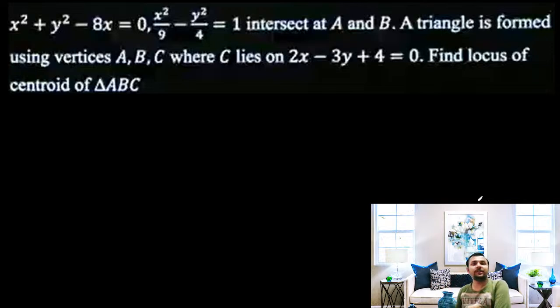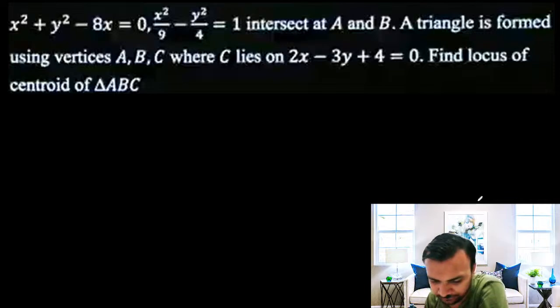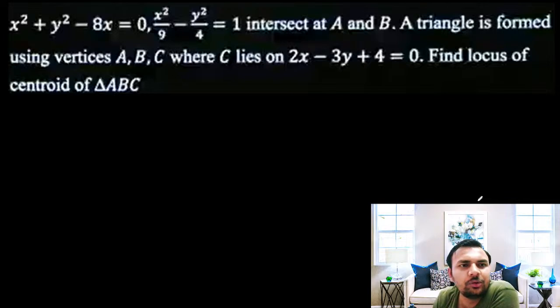x square plus y square minus 8x, it is a circle. Okay, it is a circle, and this circle intersects this at A and B. Okay, a triangle is formed using vertices A, B, C, where C lies on this. Okay, the locus of centroid of ABC.